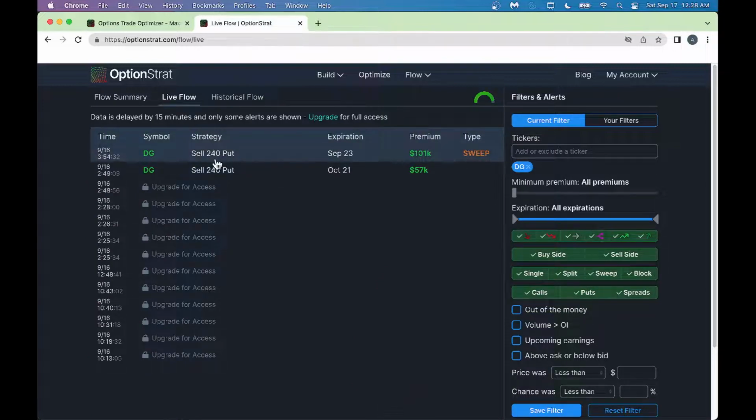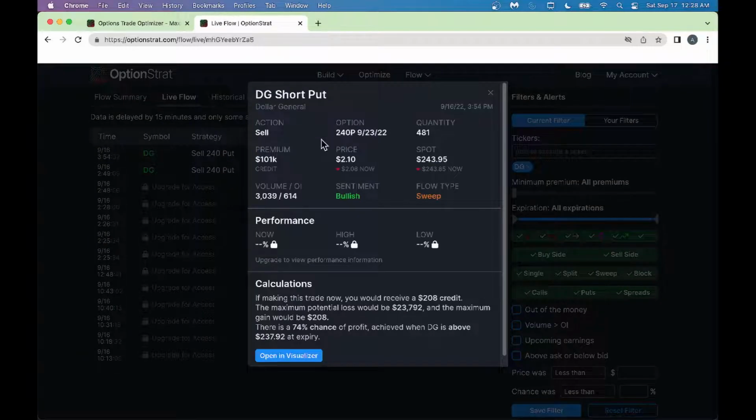Look, we got somebody sold a 240 put option here. It's a sweep. It tells you it's a big institution. They collected a nice 101k premium. So you could click on this, and you could see what they've done here. They sold a 240 put, 9/23, which is this month itself. Nice 481 quantity, as you can see here.